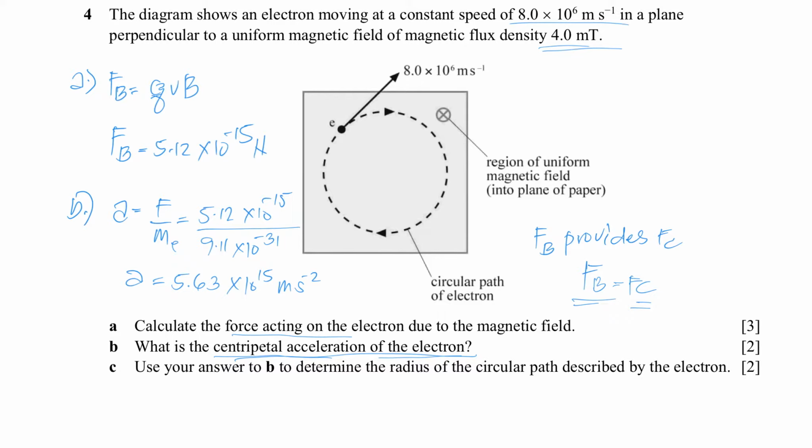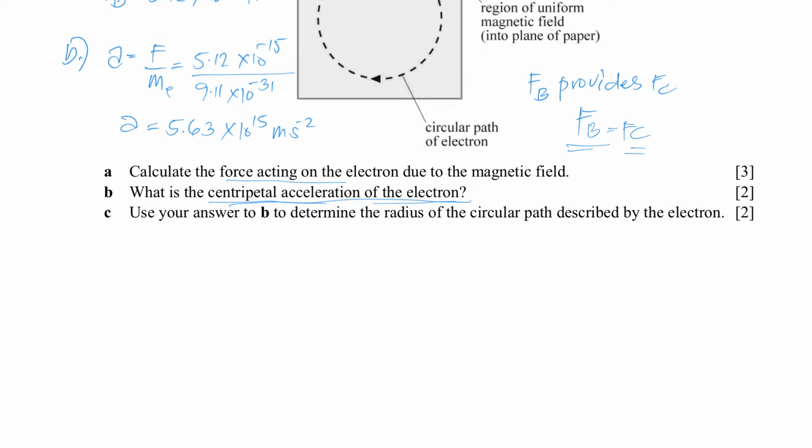Now let's go to C. Use your answer to B to determine the radius of the circular path described by the electron. So from the circular motion, we know that acceleration is v squared all over r. So from here, your r will become v squared all over acceleration. The v is given, the acceleration is also given. So all you have to do is to calculate, and you can get 1.14 times 10 to minus 2. This is meter. This is just equal to 1.1 centimeter. So you can imagine how big the circle is using this particular value.